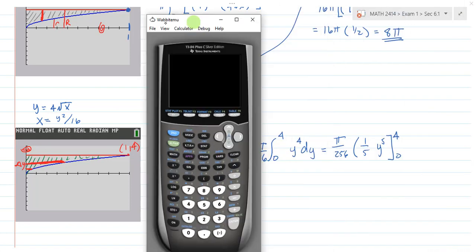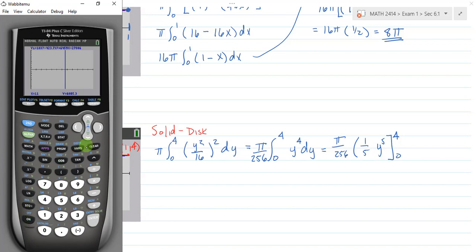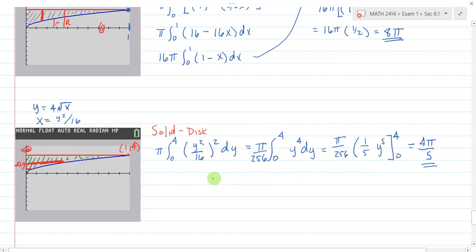And this is why God gave us calculators, so I'm going to go ahead and use my calculator. And that's going to give us 4 to the 5th divided by, open parentheses, 5 times 256. And we're going to change that to a fraction, and it looks like 4 pi over 5. I didn't show the step, and I probably should have shown the step where I do plug in my bounds, because on your test, I actually want to see that step where you plug in your bounds. So that would be 1/5 times 4 to the 5th minus 1/5 times 0 to the 5th.